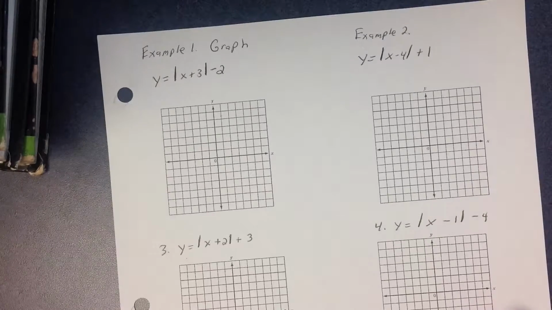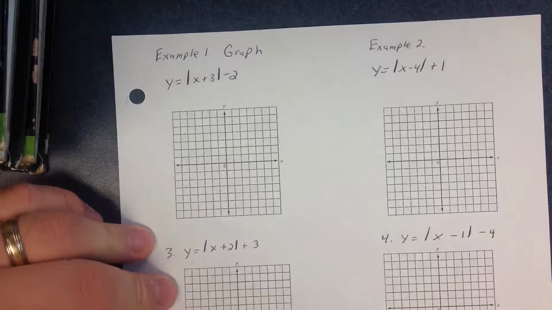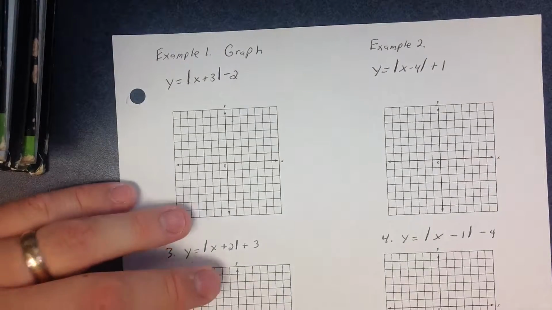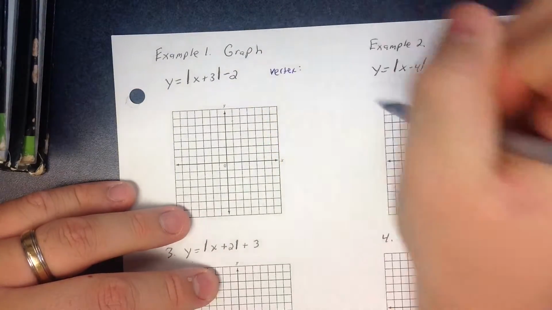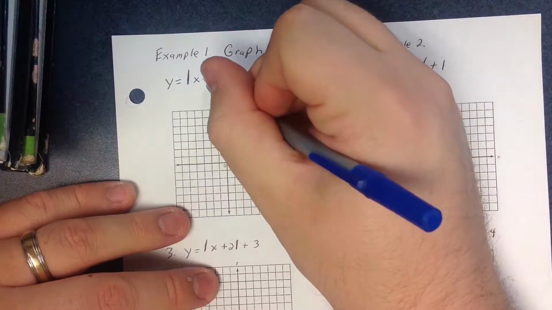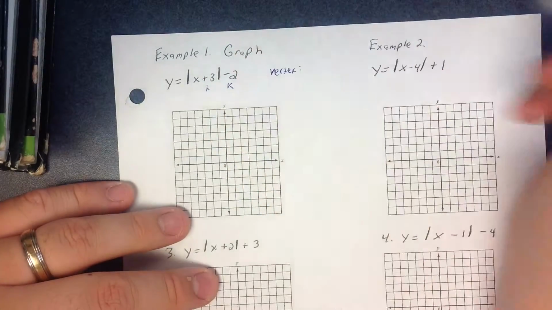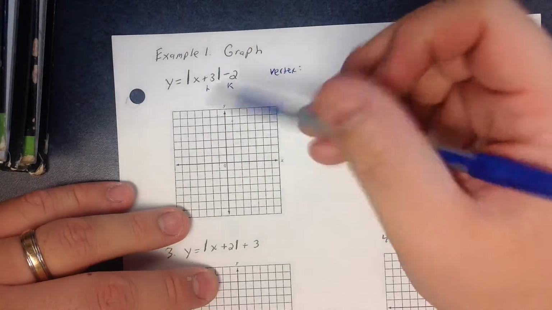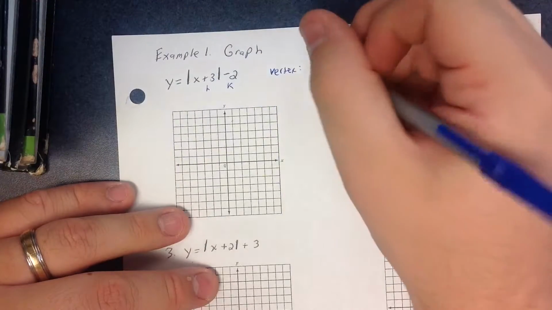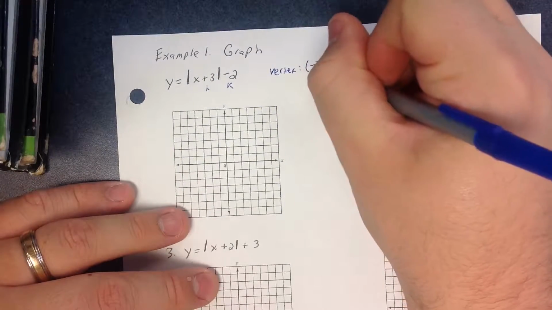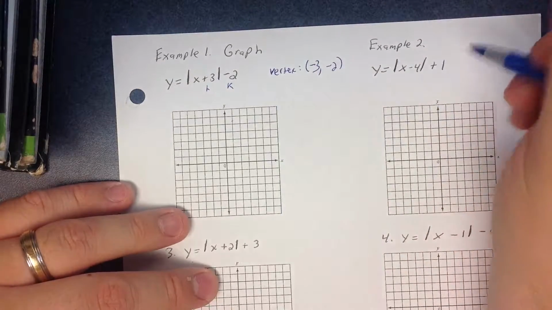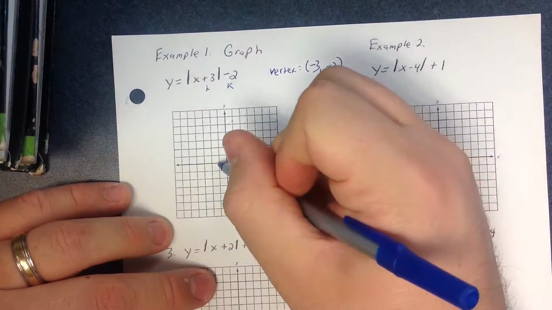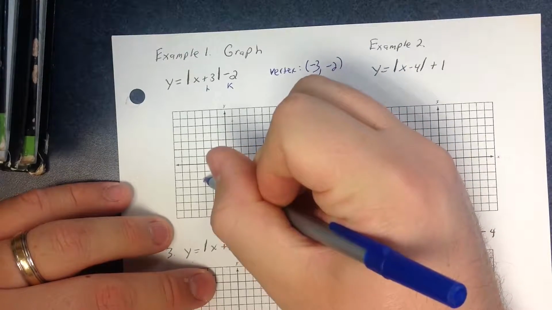So number one, I want to graph y equals the absolute value of x plus 3, minus 2. Again, we want to find the vertex, and the vertex here is h comma k. So h had to be -3 in order for that to be +3, and then k is -2. So we can plot the vertex, -3, -2.